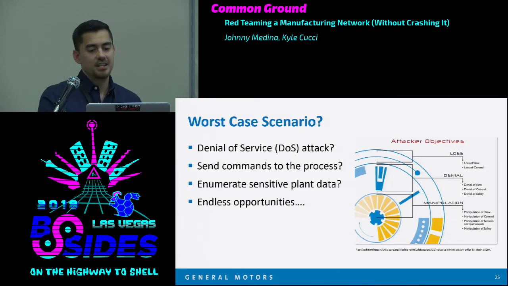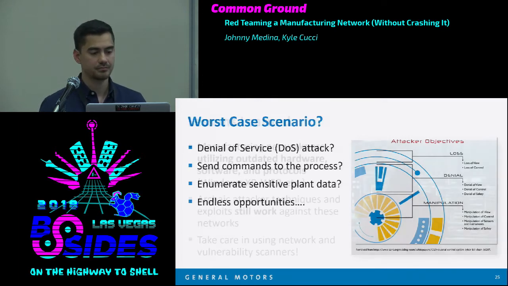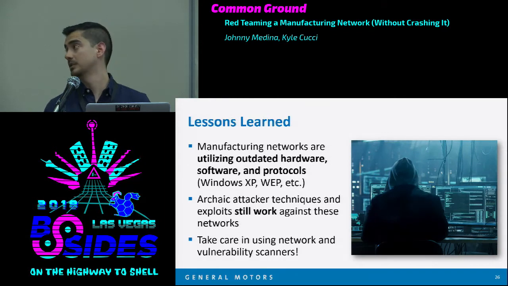A couple things here on the right we want to show is the attacker objectives. So loss, denial, manipulation. Can you manipulate the processes without a defensive measure kicking in or taking notice? Can you deny things happening on the network, stop network traffic, deny things, or loss of control of the network?